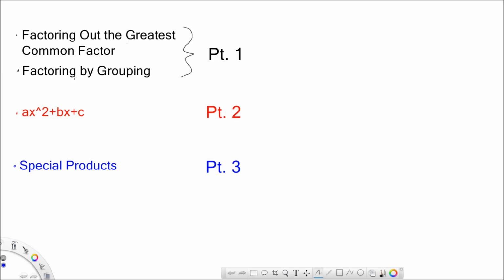So we're going to be using both those techniques to factor quadratics, which are ax squared plus bx plus c, in part 2, which is this video, and then in the next part we'll look at special products, which we'll get to in part 3. So for now, let's look at factoring ax squared plus bx plus c.